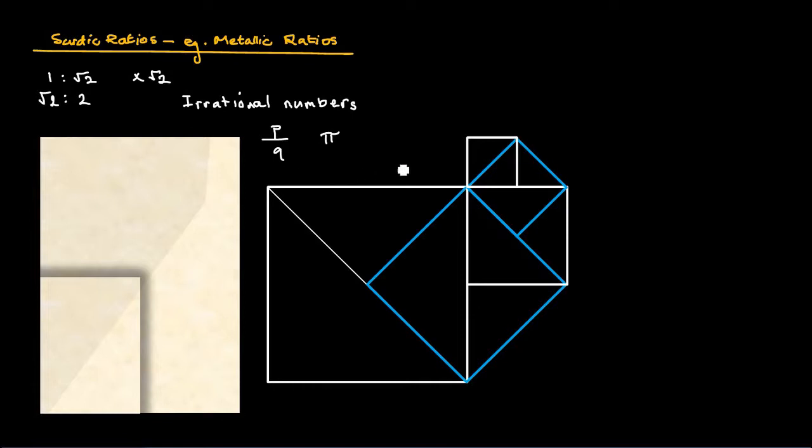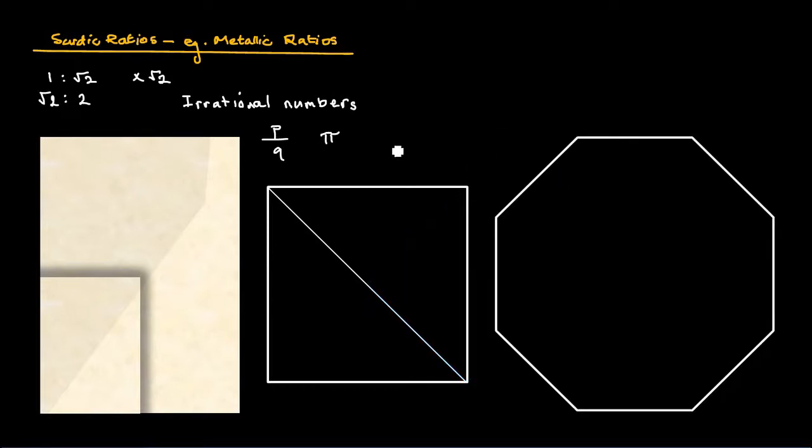Okay, now finally, you may come across some interesting names for ratios, and these are called the metallic ratios. So let's just have a look at the metallic ratios.